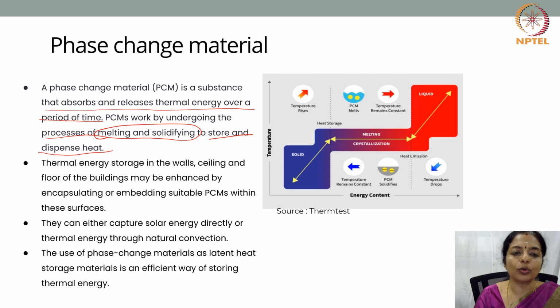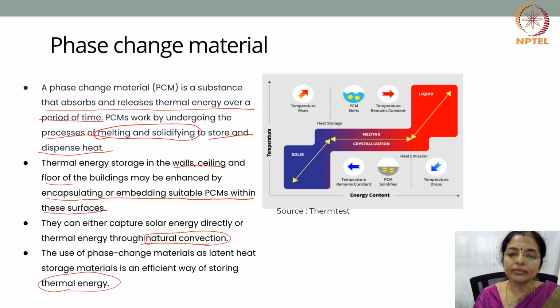Thermal energy storage in the wall, ceiling and floor of a building can be enhanced by encapsulating or embedding suitable phase change material within these surfaces. They can either capture solar energy directly or thermal energy using natural convection. The use of phase change materials as latent heat storage material is an efficient way of storing thermal energy.